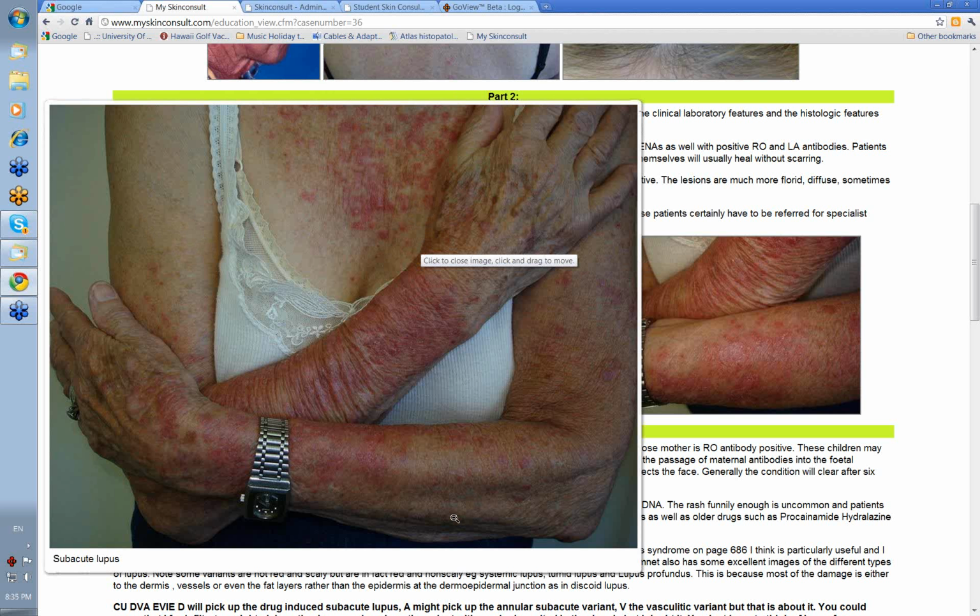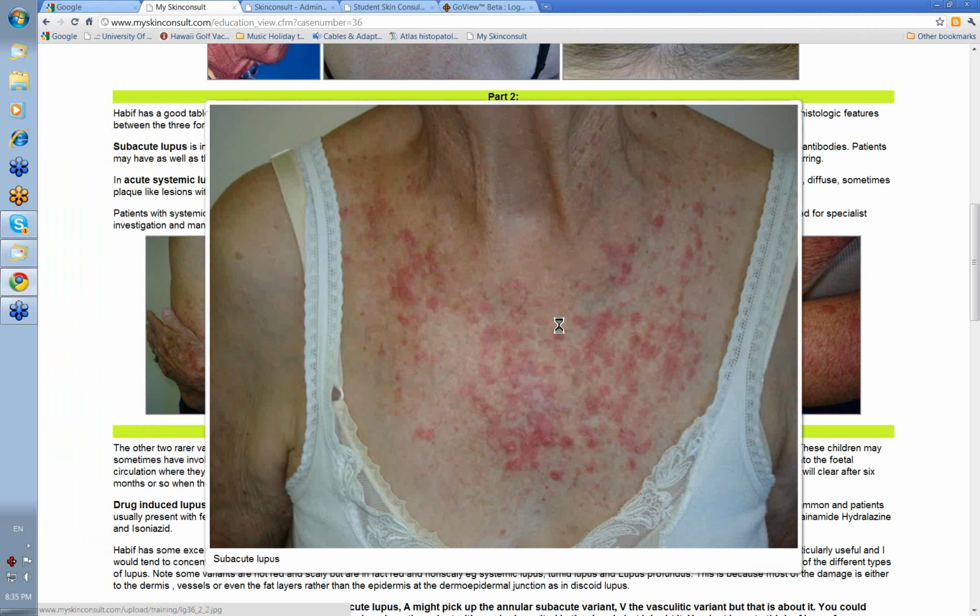Cellulitis, urticaria, L: lupus, lichen planus, lichen sclerosus. This is subacute lupus. Now, in this photosensitizing variant of lupus, where it's certainly accentuated in exposed areas, they're Ro antibody positive, Ro and La antibody positive.